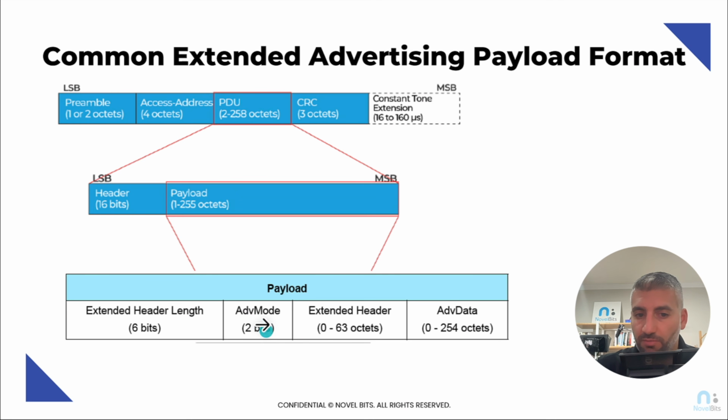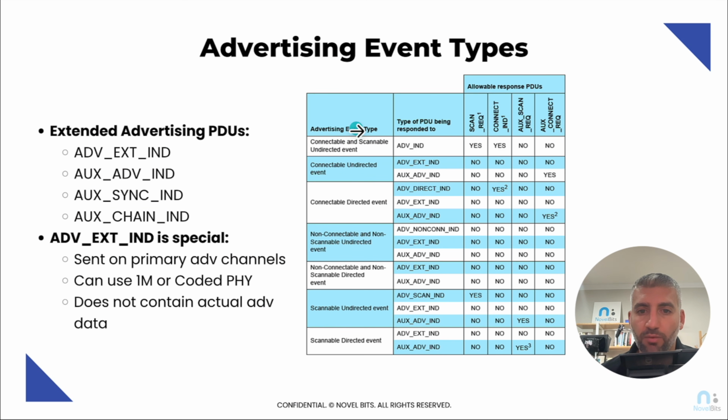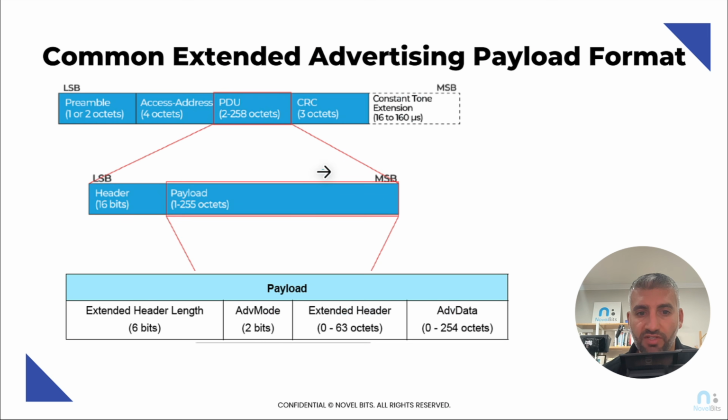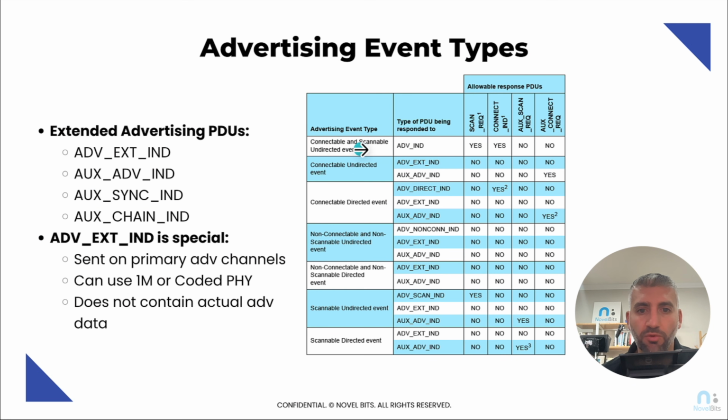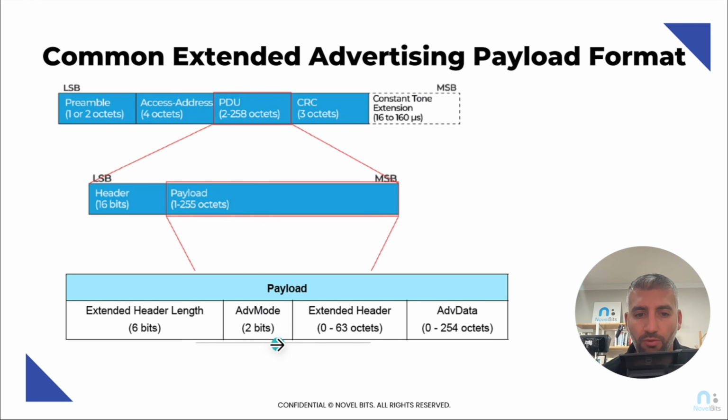We have the advertising mode. This is what we just talked about. The PDU type was indicated in legacy advertising using the actual PDU type. In this case, the advertising mode is indicated via 2 bits. So whether it's a connectable undirected event, which is non-scannable, or connectable directed, for example, or any of the other ones, that will be indicated here in these advertising mode bits.